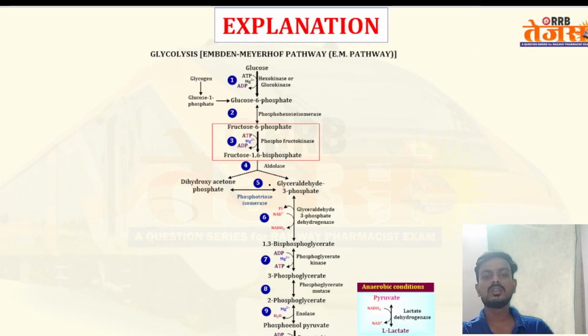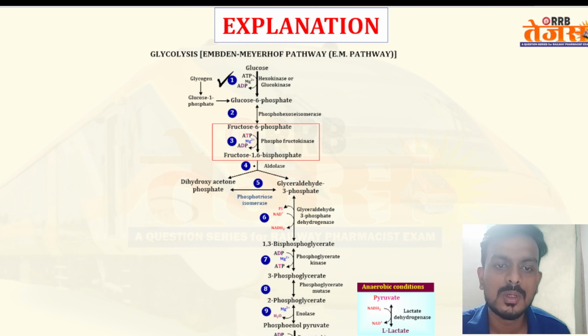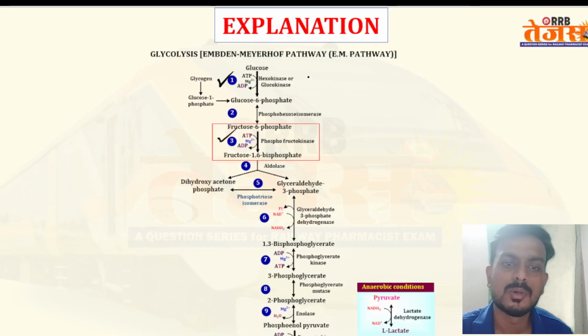Let me summarize glycolysis for you. All four options are steps of glycolysis. First step: glucose is converted to glucose 6-phosphate, where ATP is utilized. Then glucose 6-phosphate is converted to fructose 6-phosphate. Now fructose 6-phosphate to fructose 1,6-bisphosphate, where ATP is also utilized. So the question was which conversion requires ATP: fructose 6-phosphate to fructose 1,6-bisphosphate. This is the correct answer.